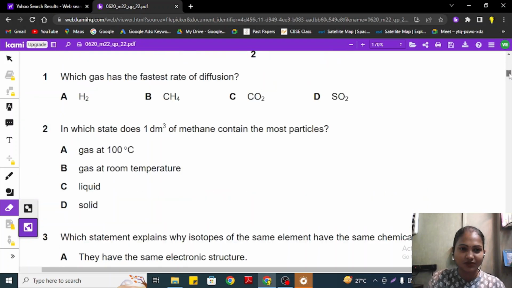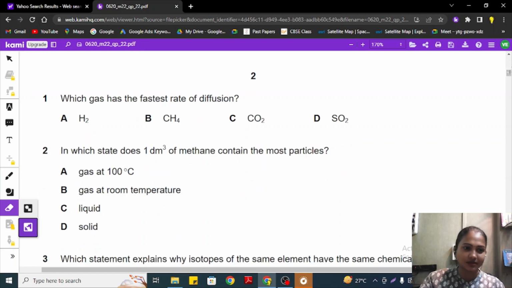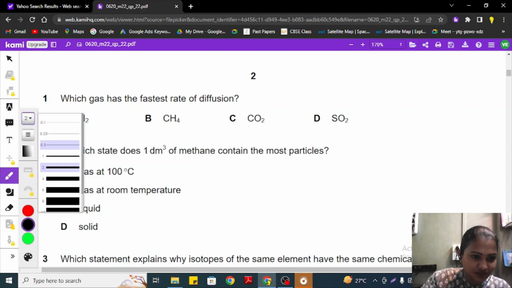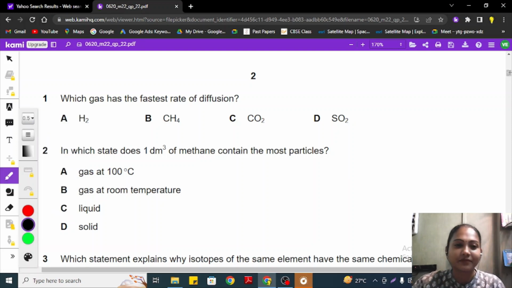So let's proceed to our very first question, students. Here you can see we have the very first question. Let me just reduce the thickness, I don't like much thickness. Okay. So the first question says: which gas has the fastest rate of diffusion?